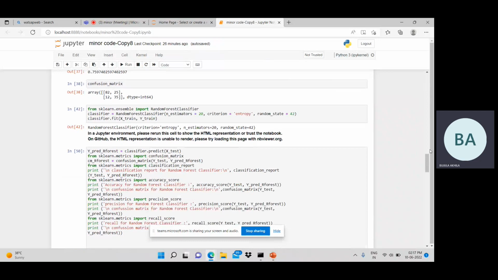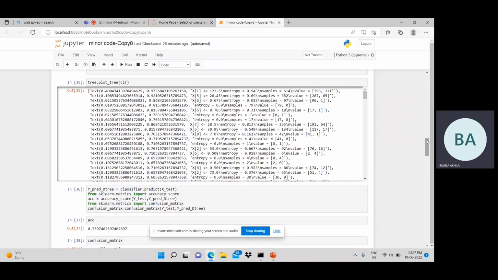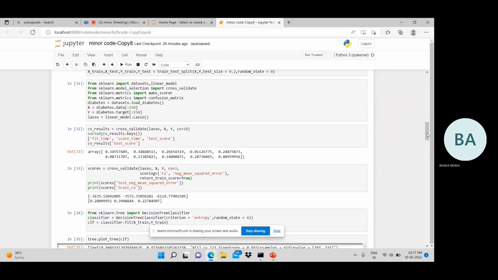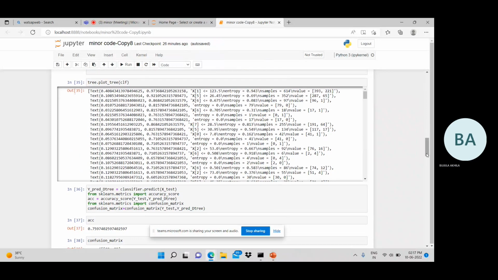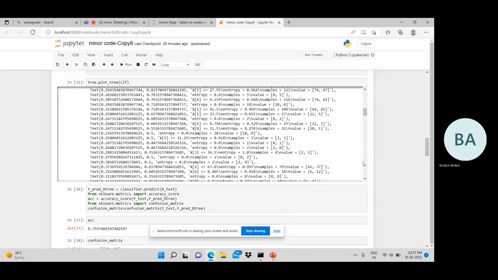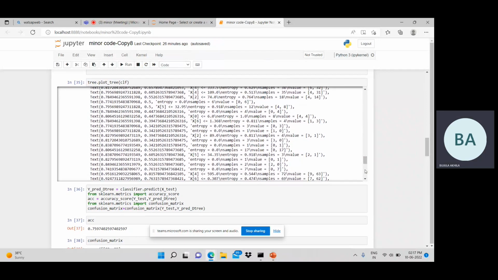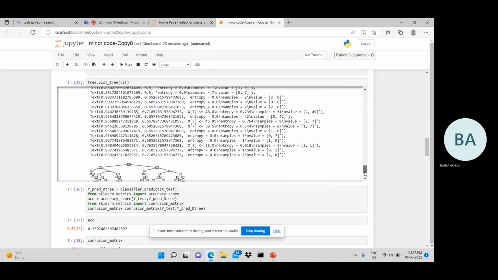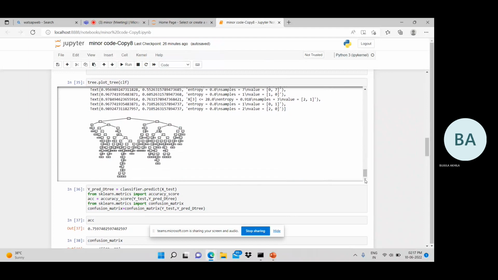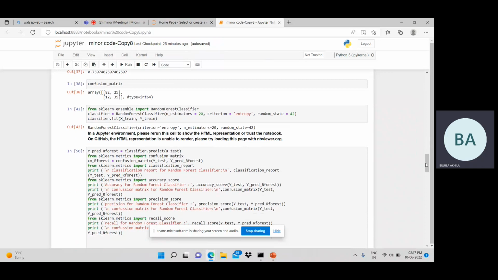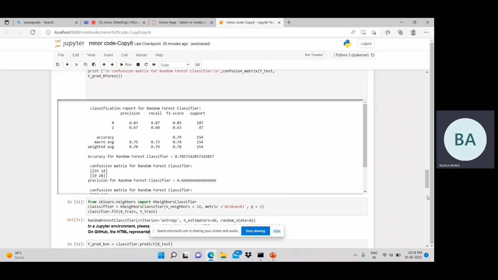algorithms like the decision tree algorithm, and this is the decision tree, and logistic regression classifier, random forest classifier, KNN and SVM.